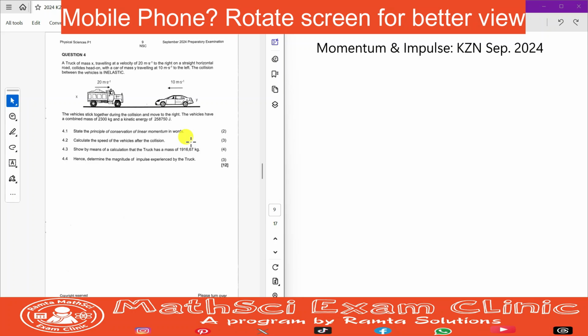Hello guys, in today's grade 12 physical sciences momentum and impulse exam clinic, we're looking at a question paper from KZN. This is their physical sciences paper 1 exam of September 2024. So the question on momentum and impulse was in question 4.